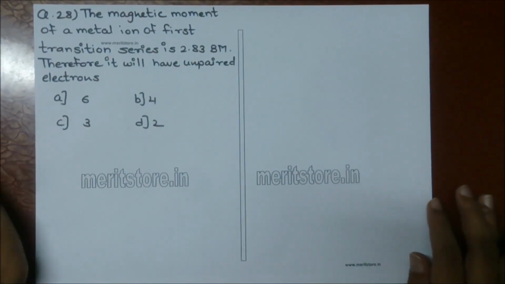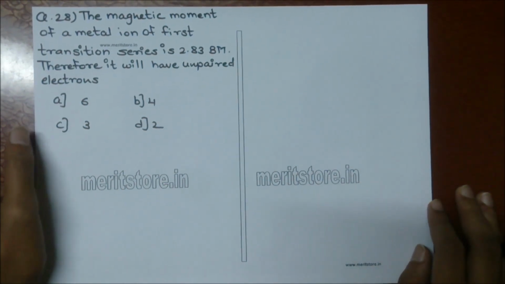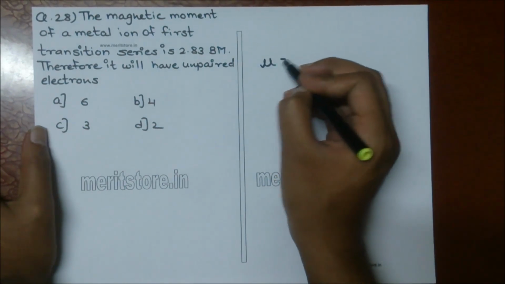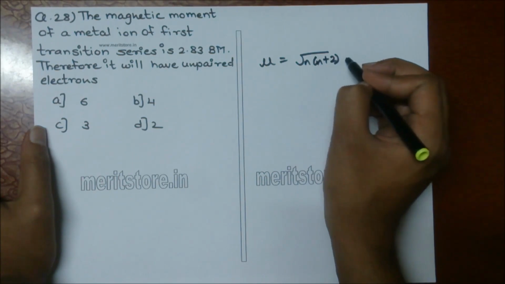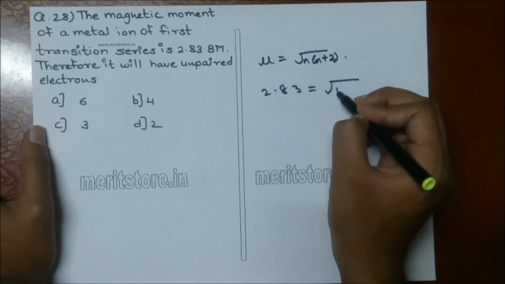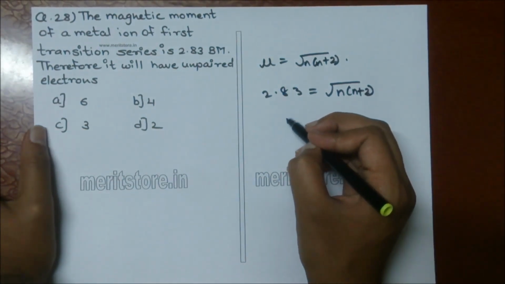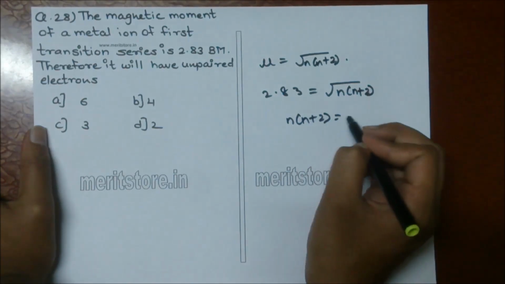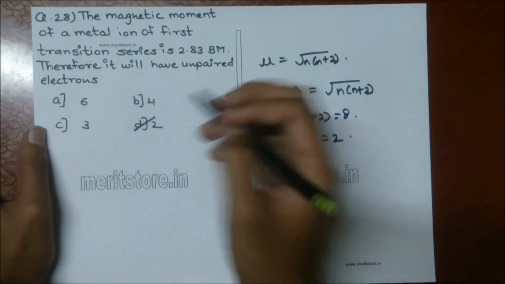Question number 28. The magnetic moment of a metal ion of the first transition series is 2.83 BM. Therefore, it will have unpaired electrons A. 6, B. 4, C. 3, D. 2. The formula of magnetic moment is mu equals root of n into n plus 2, where mu is magnetic moment. So we have 2.83 equal to root of n into n plus 2. Taking square on both sides, we get n into n plus 2 equal to 8. On solving this, we get n equal to 2. So option D is the correct answer.